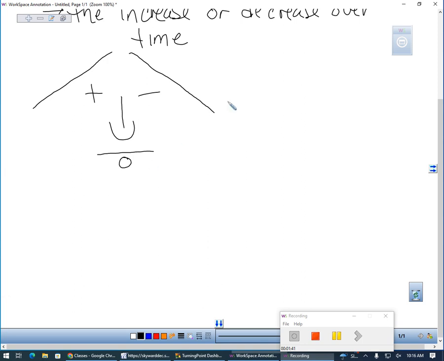Yep, this is my buddy, Mr. Slopey. He helps us decide on some of our slopes which way they're going. So again, if it's rising, it's a positive slope. If it's going down, it's a negative slope. If you have a vertical line, your slope is undefined. If you have a horizontal line, your slope is 0.